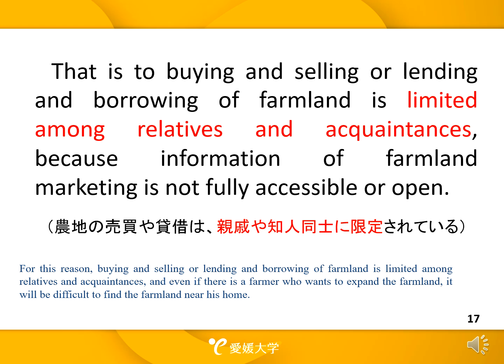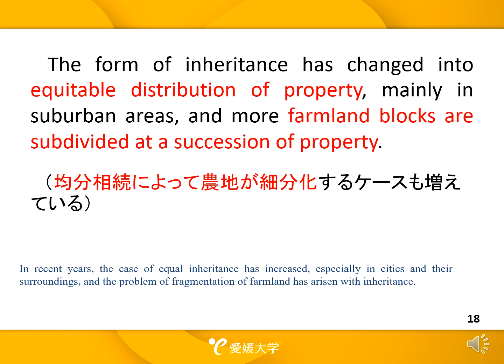For this reason, buying and selling or lending and borrowing of farmland is limited among relatives and acquaintances, and even if there is a farmer who wants to expand the farmland, it will be difficult to find the farmland near his home. In recent years, the case of equal inheritance has increased, especially in cities and their surroundings, and the problem of fragmentation of farmland has arisen with inheritance.